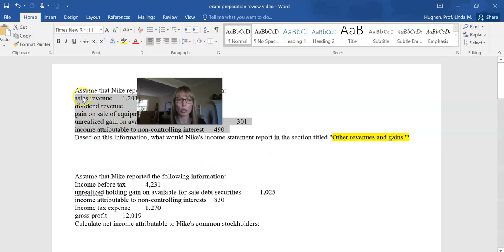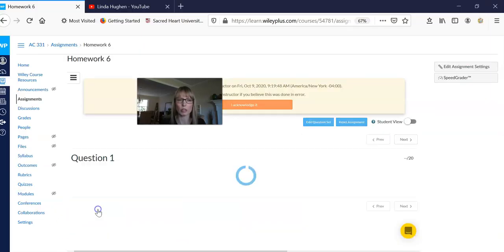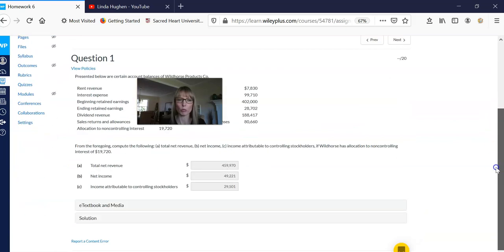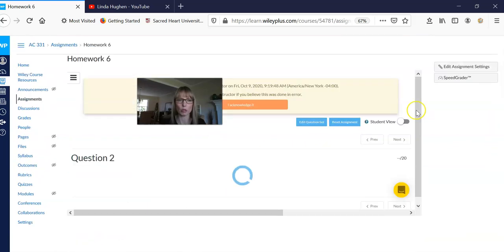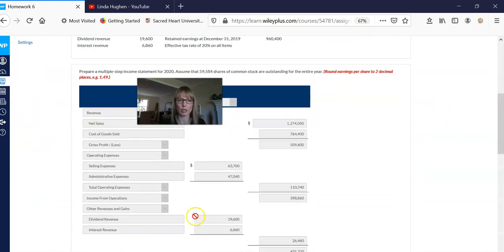Okay, so the information that we're given here, now we know sales revenue, we know where that goes on the income statement, but we're trying to picture that full income statement. Let's take a look at one of our homework problems. This is homework 6. Let's open up question 2, where we were asked to create an entire income statement.